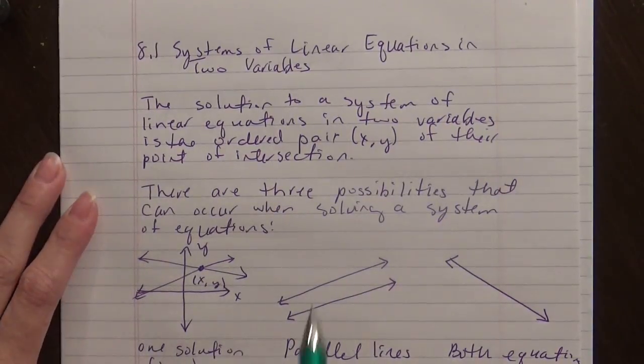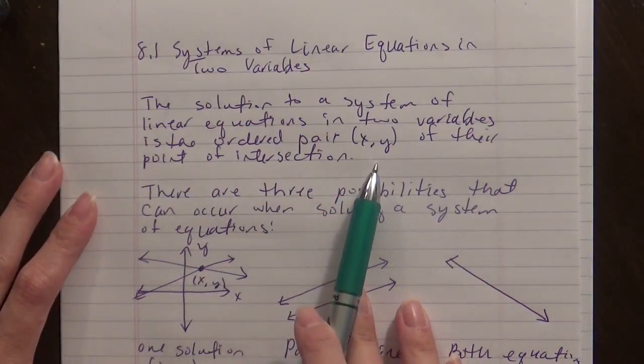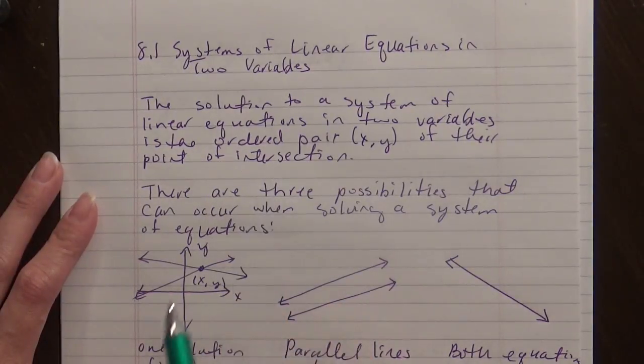The solution to a system of linear equations in two variables is the ordered pair (x, y) of their point of intersection. So in section 8.1, we're only working with linear equations in two variables. That means that we're working with lines, and we're only working with two lines at a time. There are three possibilities that can occur when solving a system of equations in two variables.